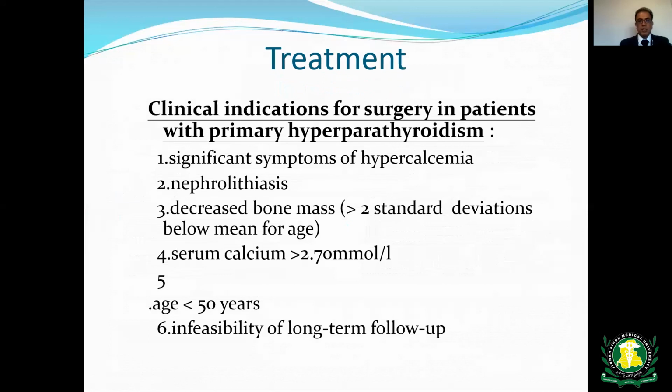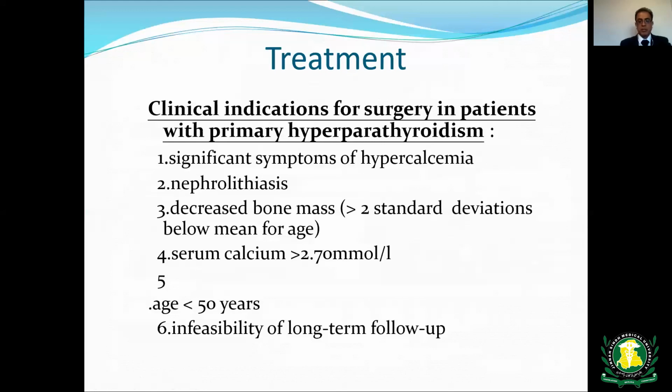So what are the indications as an endocrinologist? We most commonly see primary hyperparathyroidism as the commonest cause of hypercalcemia. So what are the groups of patients who need surgery? These are the groups of patients which we thoroughly investigate and then refer to surgeons. If a patient has significant hypercalcemia, nephrolithiasis, which means it's affecting the kidneys, causing lots of kidney stones, decreased bone mass, serum calcium more than 2.7, or young age, or infeasibility for long-term follow-up. So these are the big group of patients.